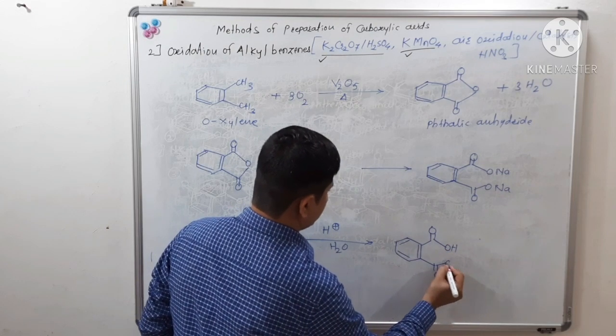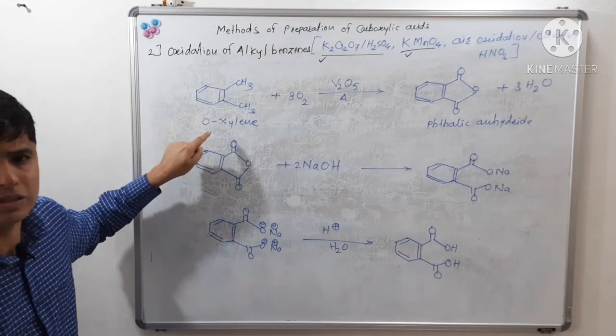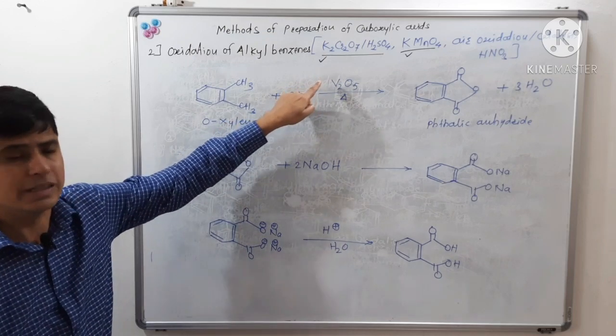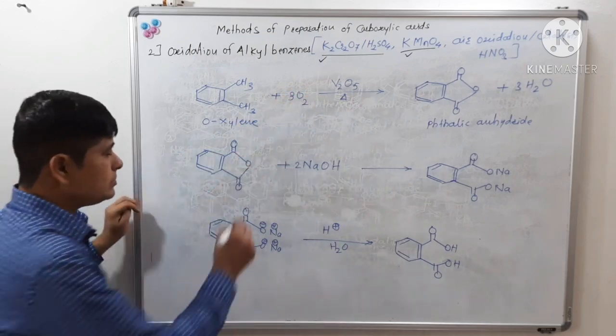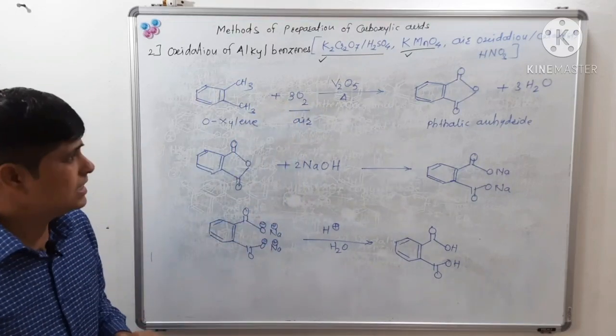So this is an industrial method for the preparation of phthalic acid from orthoxylene. So orthoxylene on reaction with what? Vanadium pentoxide, in presence of air. The source of this oxygen is what? Air. So what we will get?